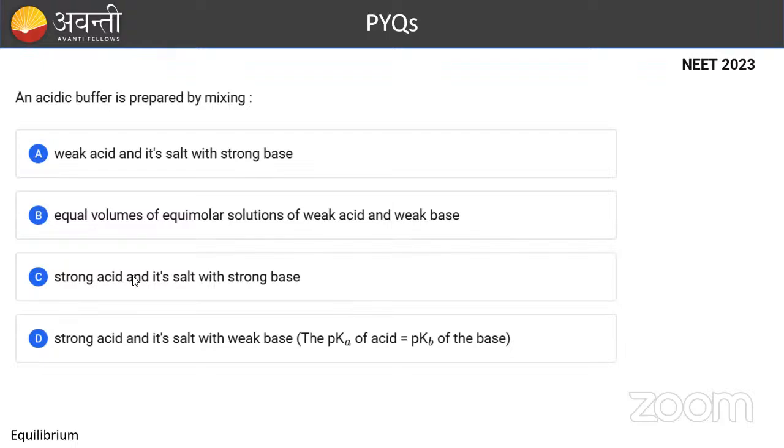There are two types of buffer. One is acidic buffer and the other one is basic buffer. And an acidic buffer is prepared by mixing. So what is the combination for an acidic buffer? Which option is correct? I will give you one more hint: the answer lies in option A or option C. Can anyone find out now?